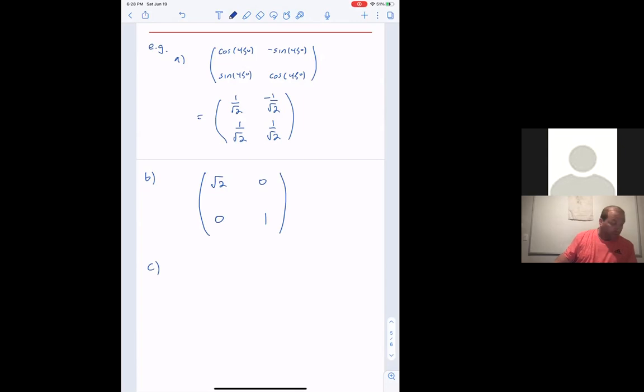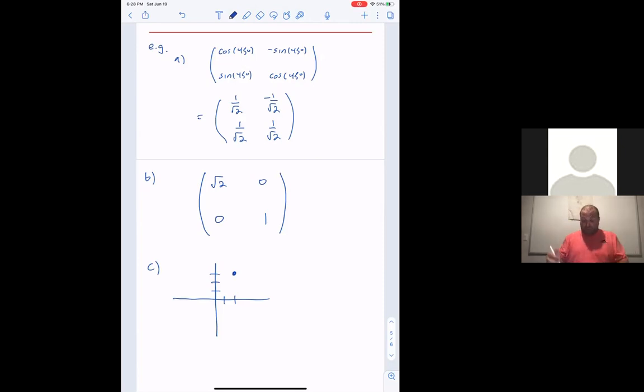C. Now, hence means using the information that you just established, find the image of 2, 3. So here's the point 2, 3. Find the image of 2, 3 after a rotation of 45 degrees anti-clockwise about the origin, followed by a horizontal stretch of scale factor the square root of 2. Where does this point end up?